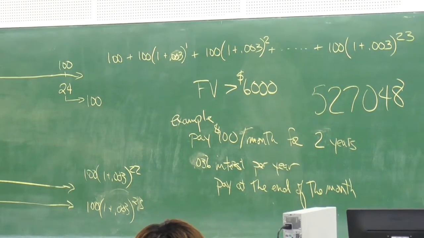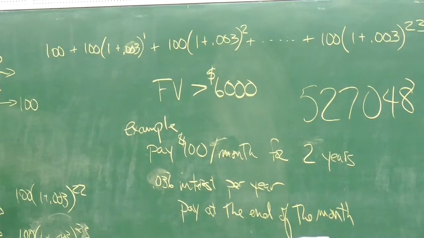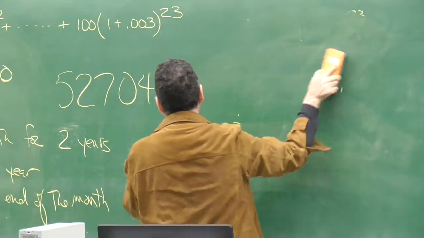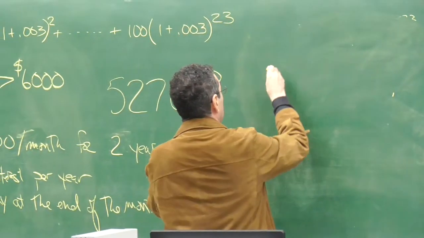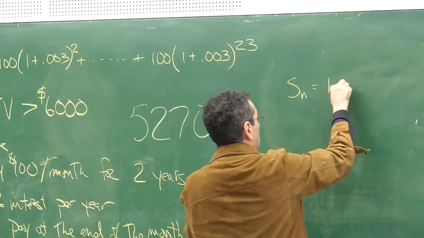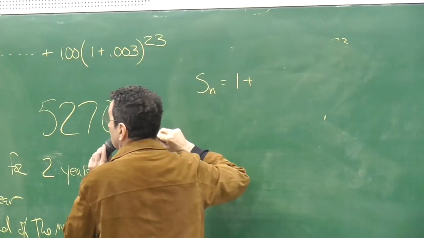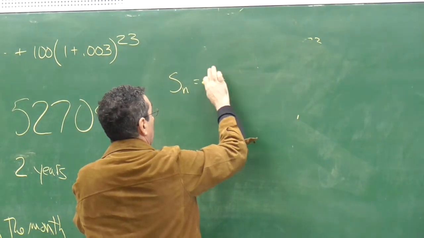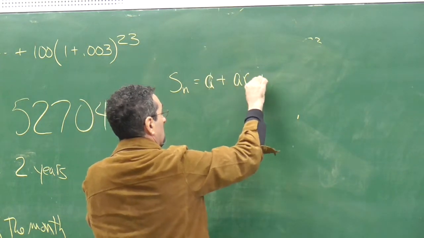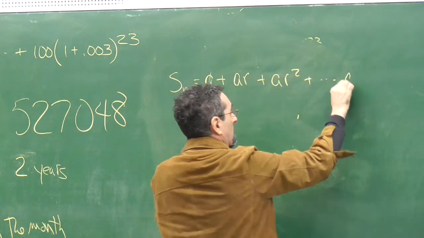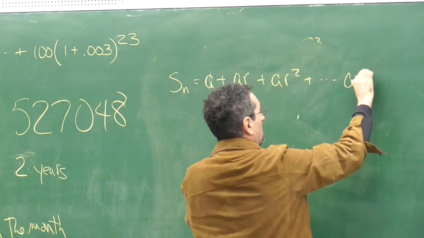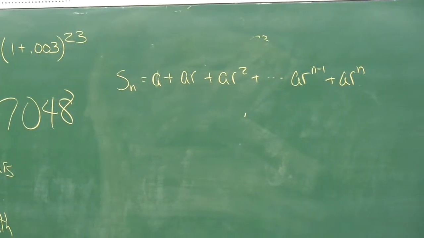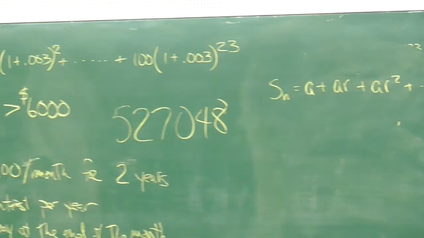Okay, that looks like trouble. But there's a little math trick called a geometric series. So let's suppose I want to sum up this: A plus AR plus AR squared plus, up to AR to the n minus 1, plus AR to the n. Suppose I want to add that kind of thing up. Well, that looks pretty much like this. Let's just confirm that they look kind of related.